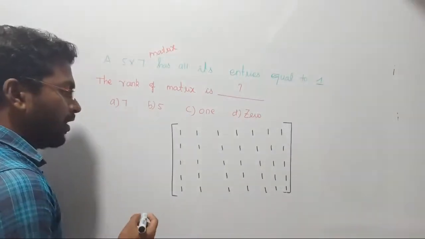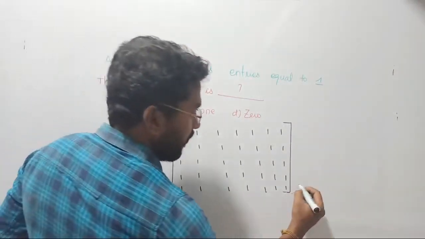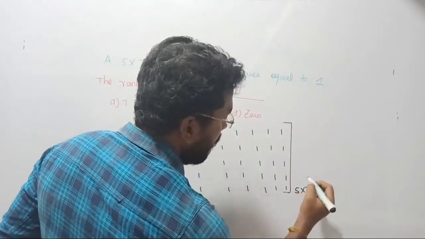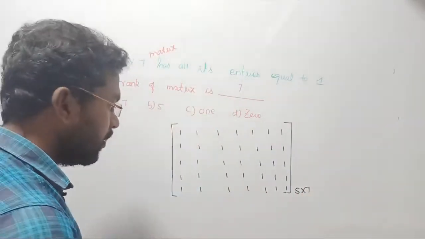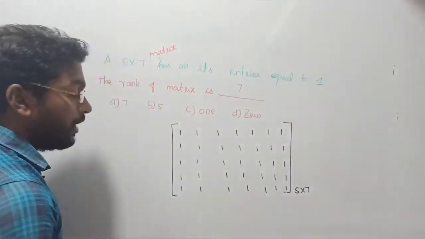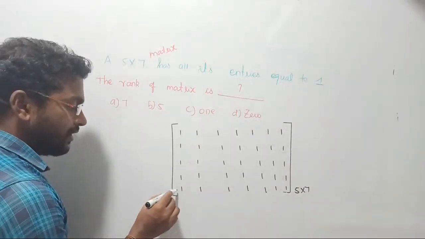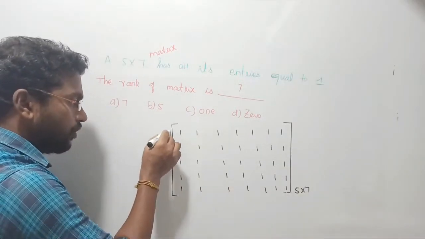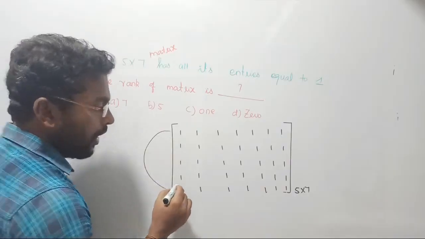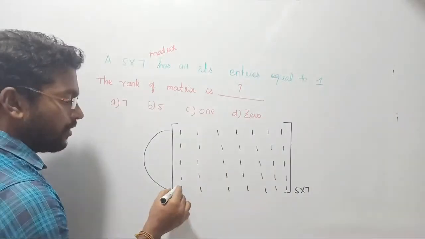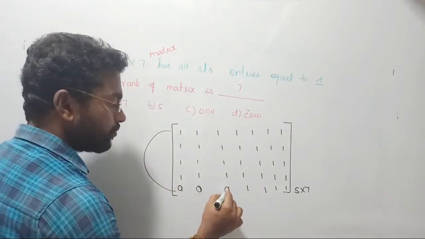Now see there, what is the rank of this matrix, given it is a 5 cross 7 matrix with all its entries equal to 1? If you are trying to find the rank of this matrix, very simple guys, listen. If I subtract the first row from the last row, what will happen? The whole row will become 0.